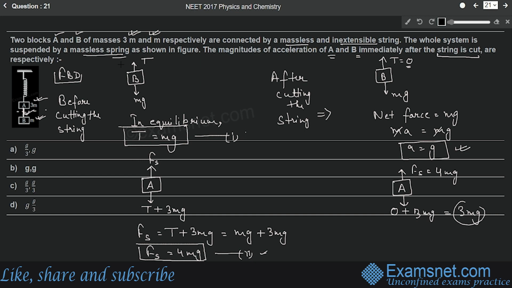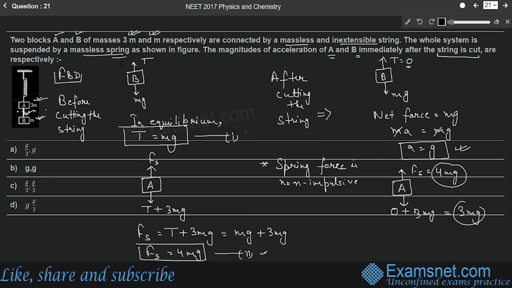Okay, why does this remain the same? Because the spring force is non-impulsive. Just note it down here. Spring force is non-impulsive. That means it remains there for a very long time. So although tension will vanish immediately after cutting the string, the spring force will not vanish, so it will remain the same as it was before cutting the string.